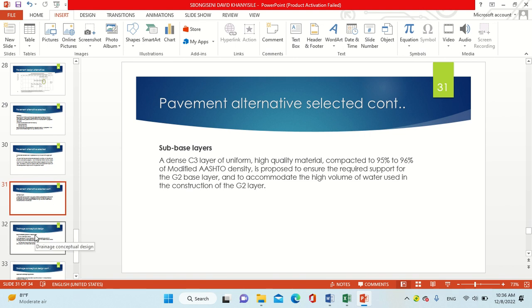Looking at the pavement alternative selected, it continues to this slide, where we look at the sub-base layers of the road and how much they are compacted. We go from 95 percent to 96 percent of modified AASHTO, proposed to ensure that it has the required support for the G2 base layer, and also to accommodate the high volume of water used in the construction of the G2 layer.